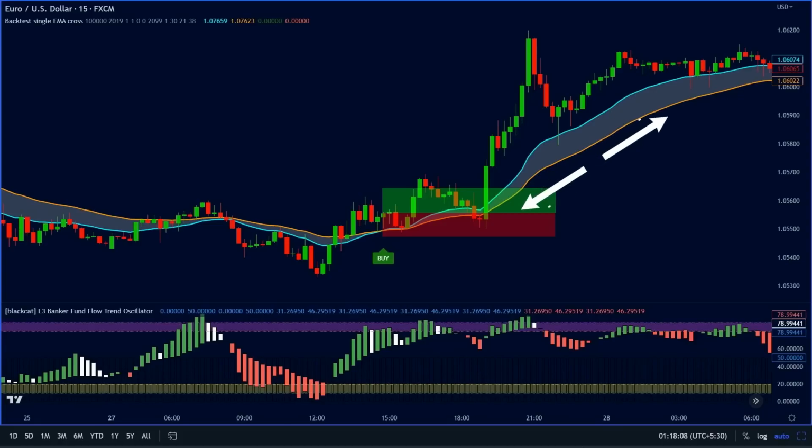If we look at this chart, we can see that Euros has shown a good movement after the confirmation of our buy signal. I hope you found it informative and helpful.